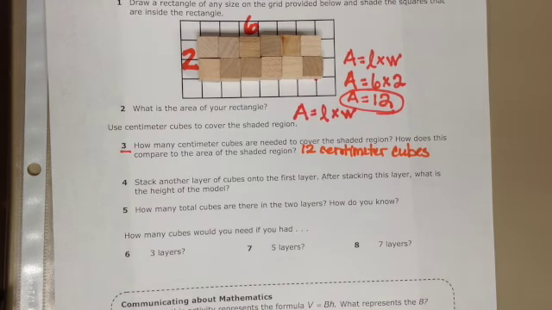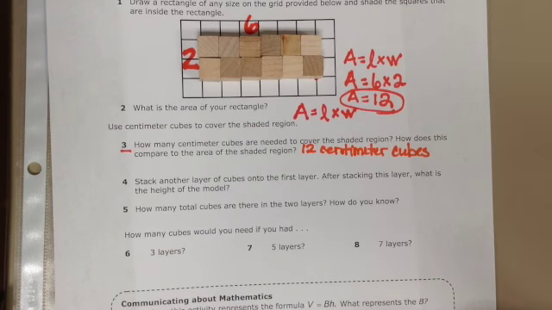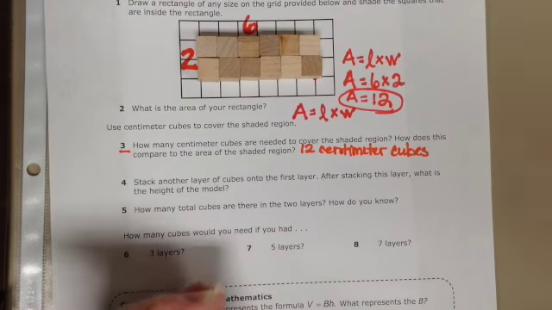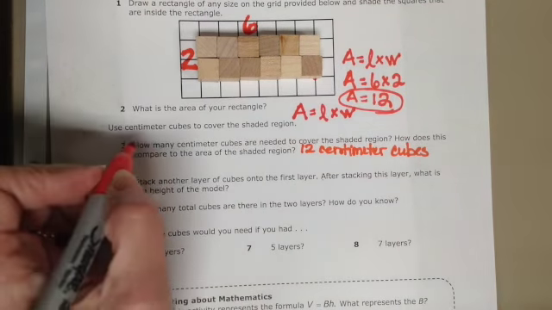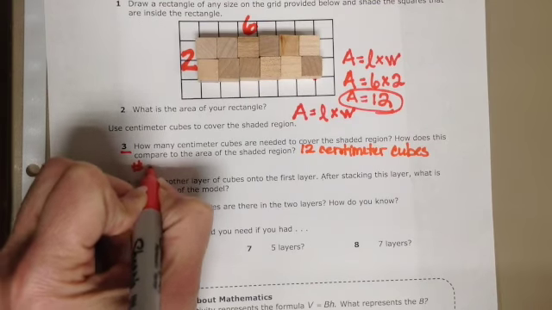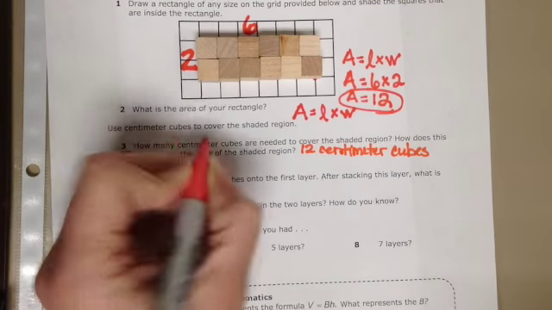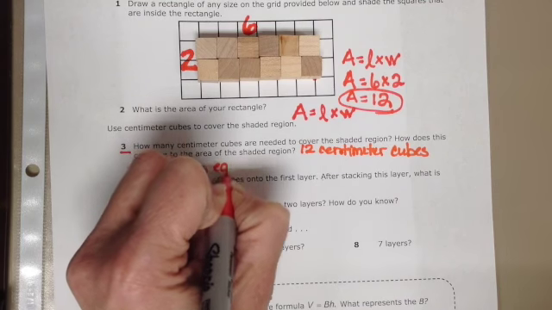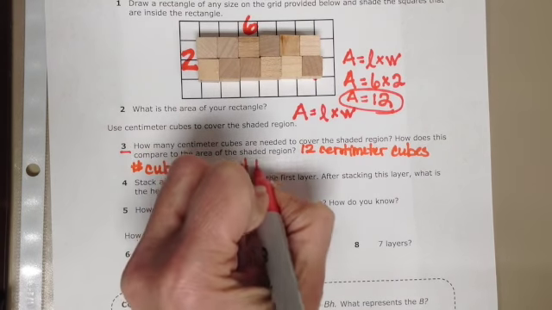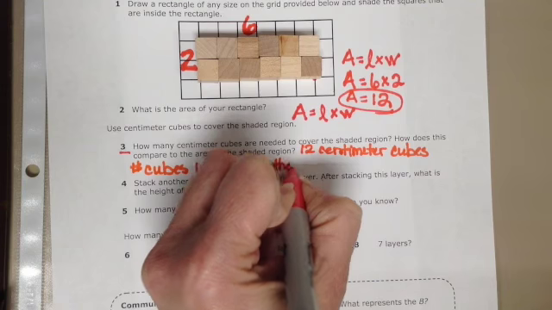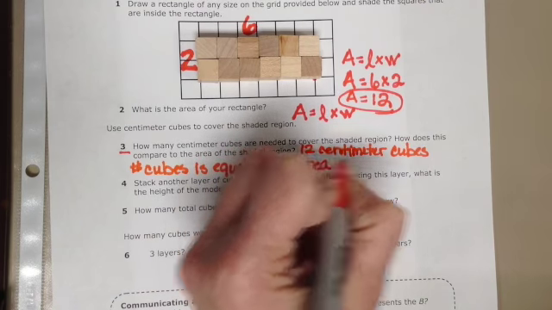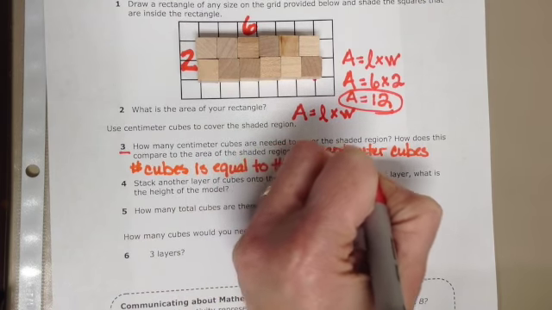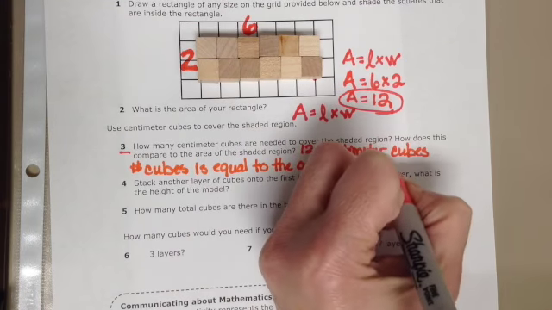How does this compare to the area of the shaded region? Well, my area was 12, so basically if I put 1 cube on top of each square in my area, the number of cubes is equal to the area of the base, or the area of the rectangle.